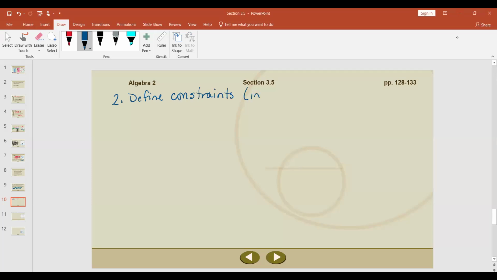These are inequalities. All right, so first off, we know they can't make negative boards. That's literally impossible. So I'm going to define the number of boards. The number of Snow Pros needs to be greater than or equal to 0, and the number of Mountain Flyers made needs to be greater than or equal to 0.